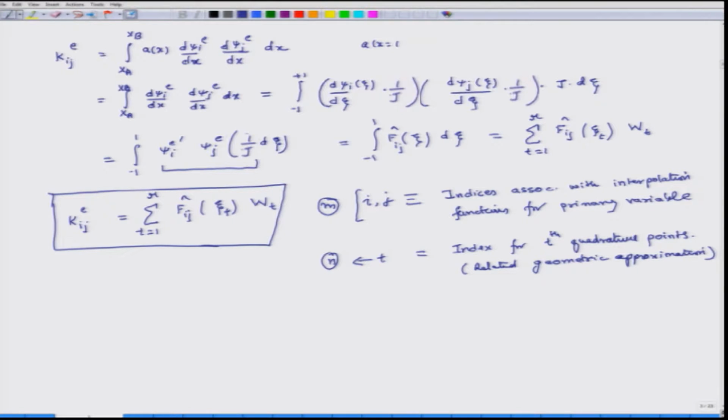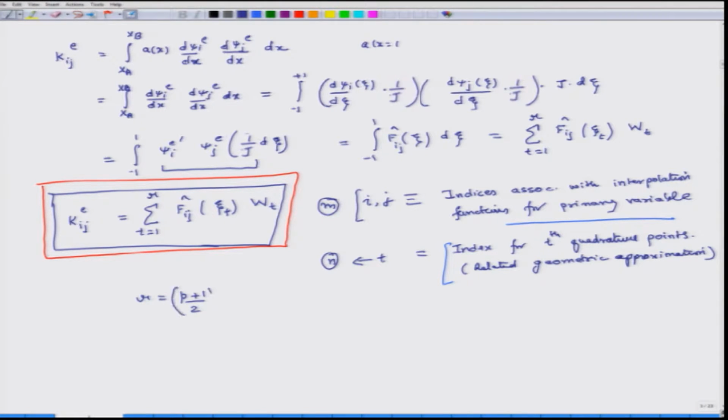So, this is the formula we have to use to calculate Kij. I will again make this more explicit. We have already written that these depend on u and these depend on quadrature points and so forth. And we had seen that r is equal to (p plus 1) divided by 2.